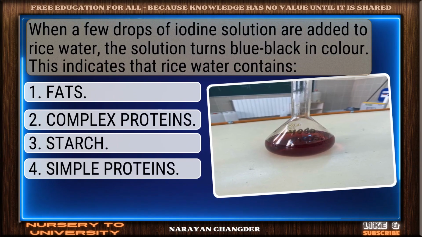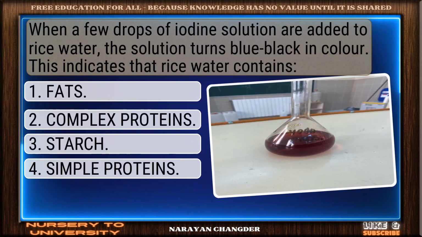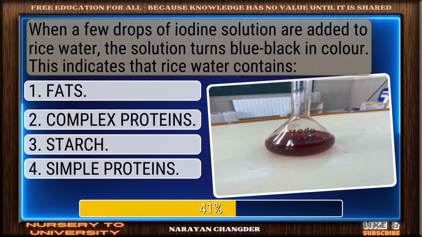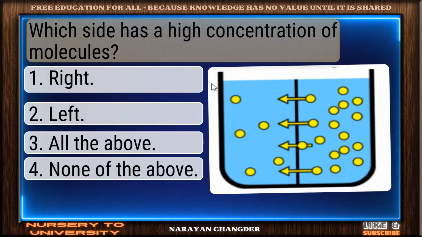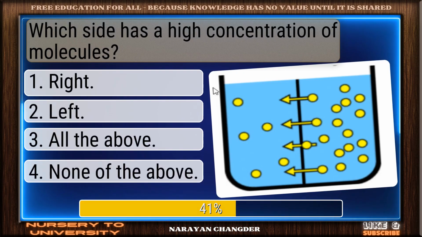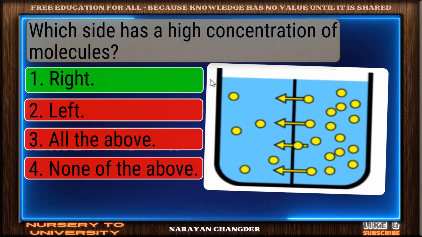When a few drops of iodine solution are added to rice water, the solution turns blue-black in color. This indicates that rice water contains. Perfect. Starch is the one. Which side has a high concentration of molecules? Bravo. Right is the answer.